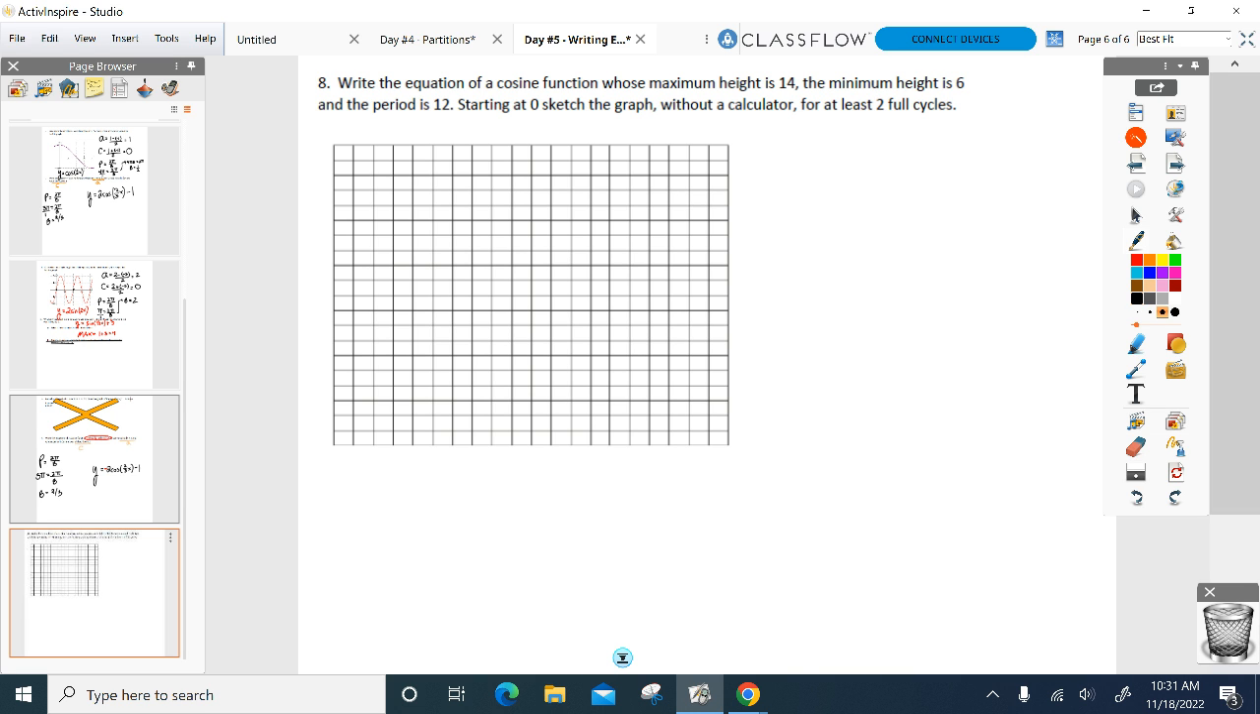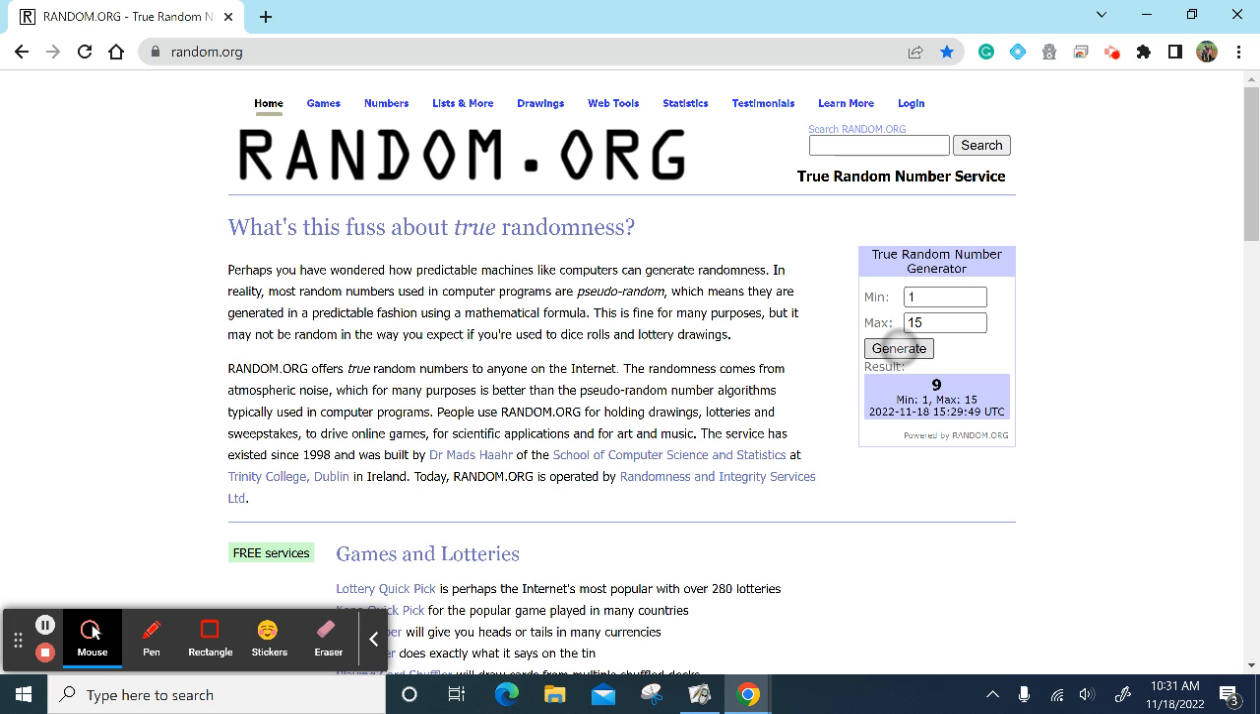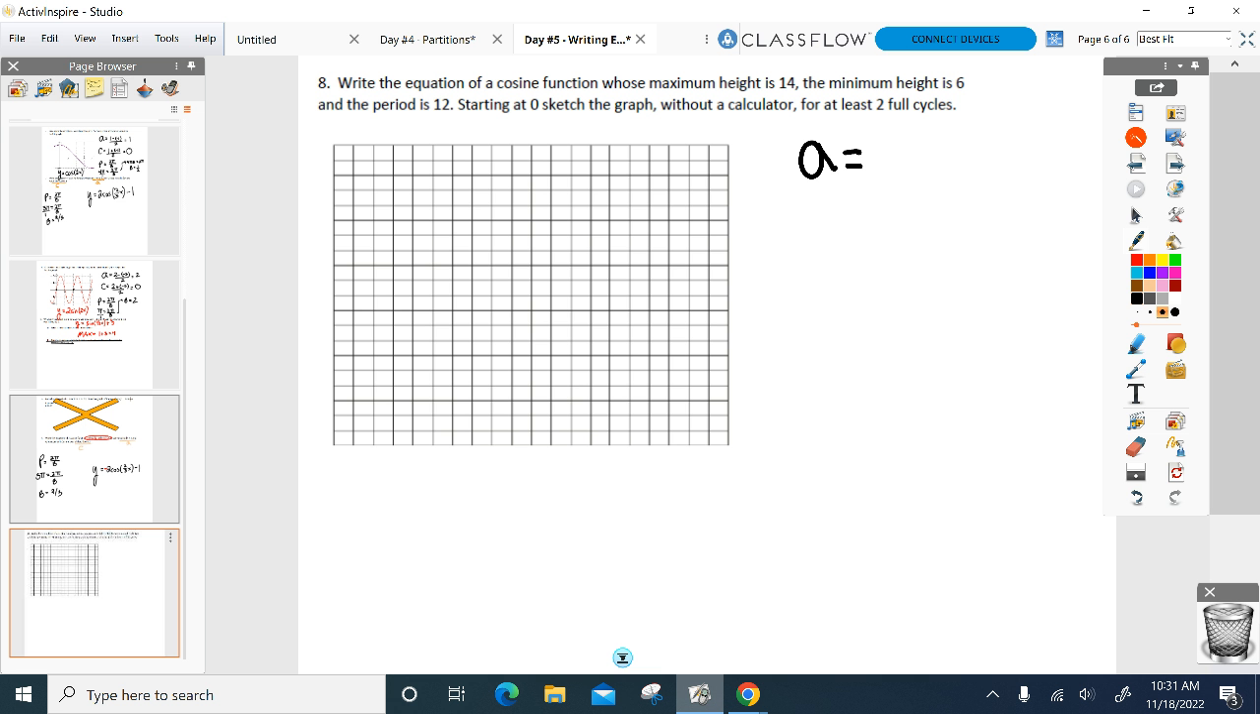I gave you max, min, and the period. So let's go A value. How do you find the A value today? A value? Max minus min over 2. So 14 minus 6 over 2. When you have that value, sir, let me know.